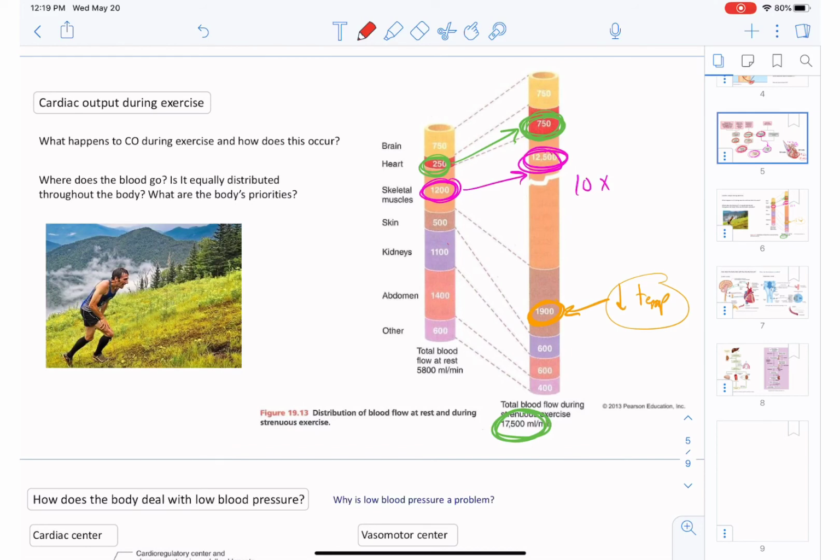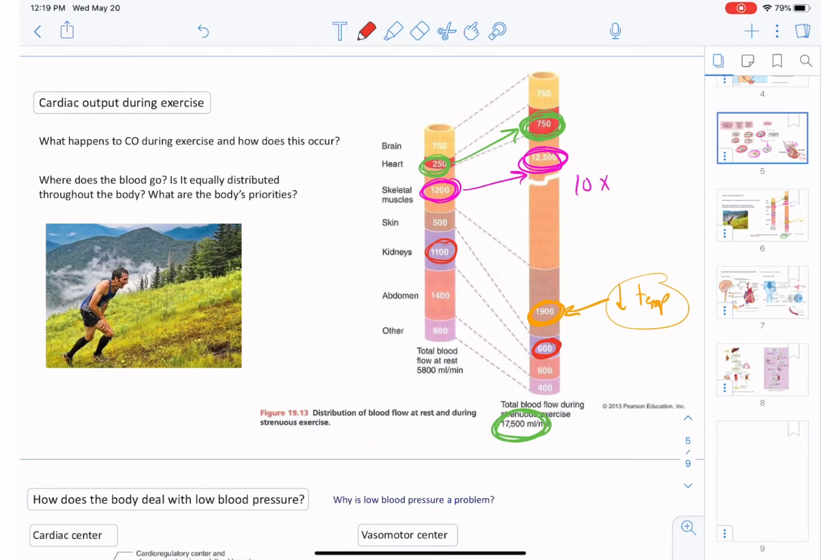Well, one of those are the kidneys. We go from 1,100 milliliters down to 600. And why is that the case? What do the kidneys do? Well, the kidneys are responsible for filtering blood, maintaining blood chemistry, and producing urine as a byproduct of that. And during exercise, that's just not a priority. And so we want to deprioritize the kidneys, and the way we do that is we decrease blood flow to it.